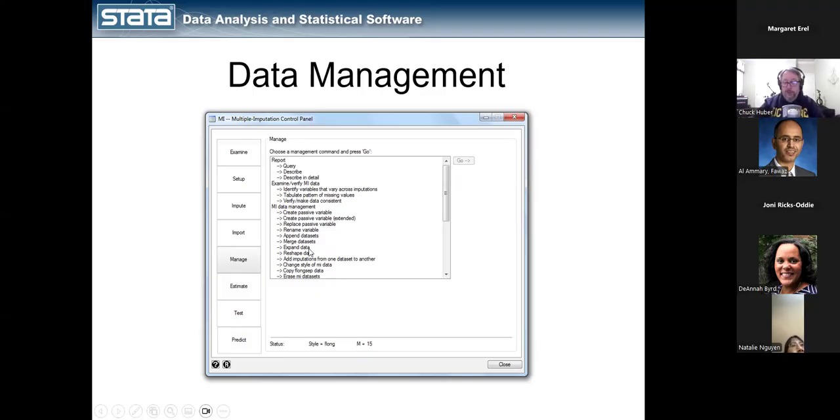There's even something in here for reshape. So if you needed to reshape your data that's already been imputed, there's a version of reshape for dealing with imputed data. So I'm not going to go through all of these, but just be aware if you click on management, there's a rich suite of data management commands for data that have already been imputed.